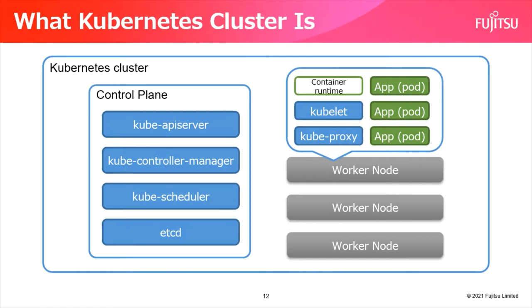On the worker node, there are three components: kubelet, kube-proxy, and the container runtime. Kubelet creates pods and makes sure that every container is healthy, and kube-proxy maintains network rules on the worker nodes. So, creating a Kubernetes cluster actually means running the control plane components somewhere and running kubelet and kube-proxy on each worker node. All the worker nodes should have a container runtime.